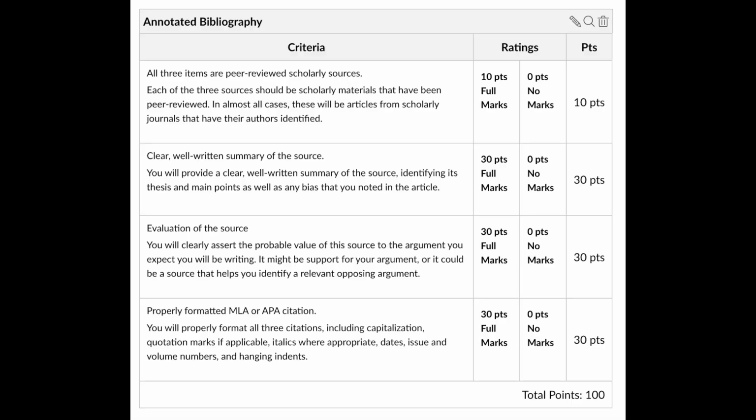So if you look at the rubric, you will see that there are several categories, including the idea that you get 10 points for your items being actually peer-reviewed scholarly sources. And I've pointed out that these are ideally coming from academic journals, and they clearly have an author identified. If you're unsure whether or not your items are peer-reviewed scholarly sources, you can contact me or your writing fellow and get a little guidance on that.